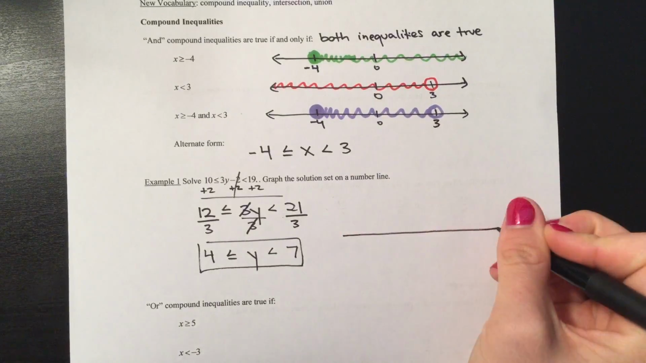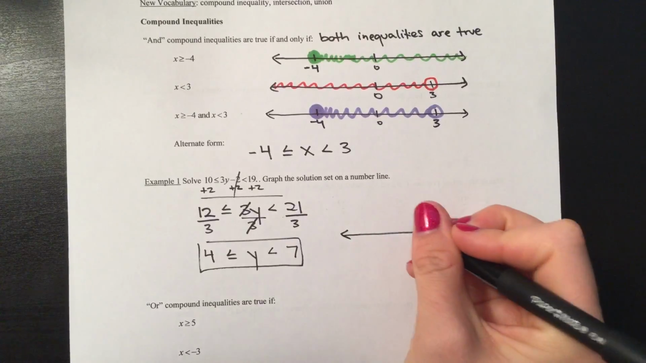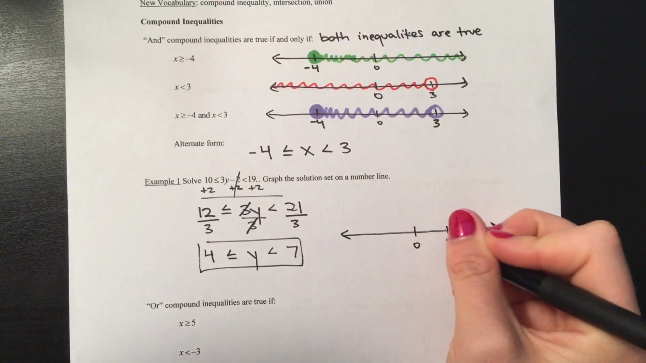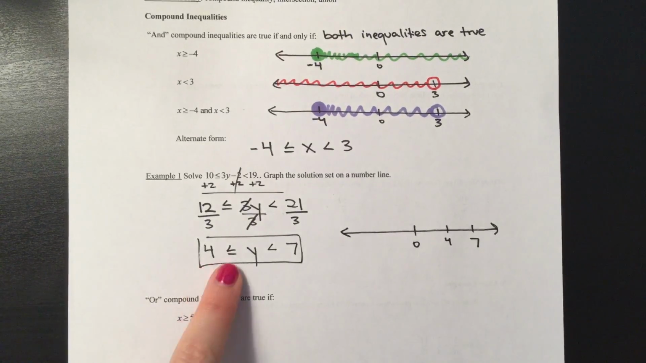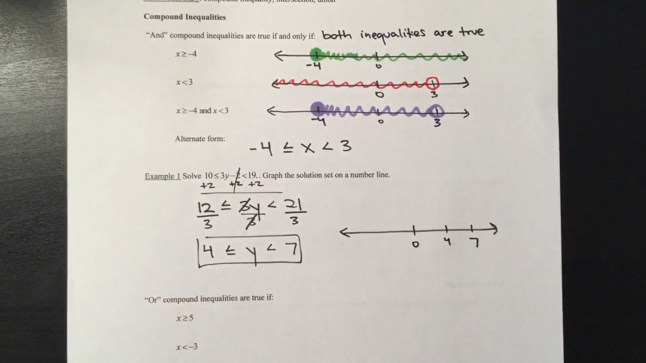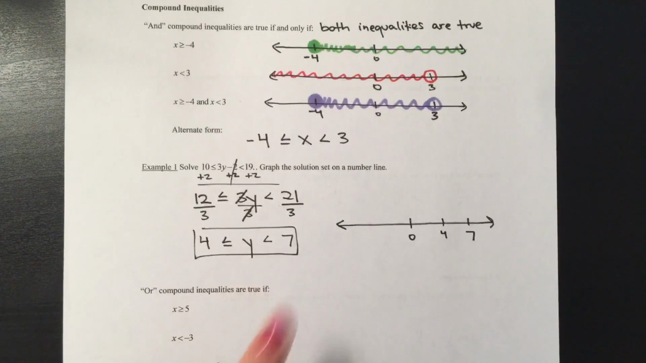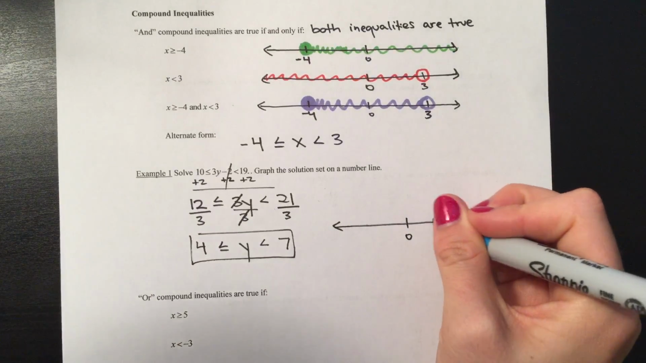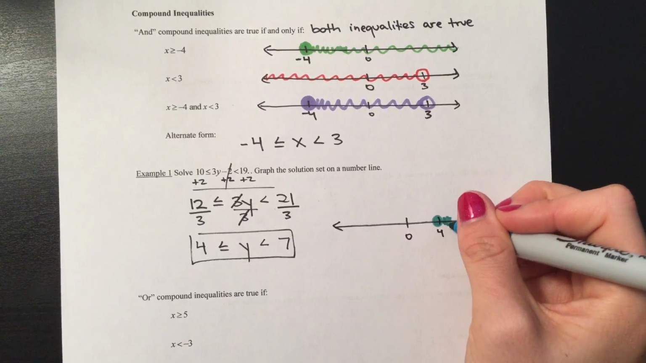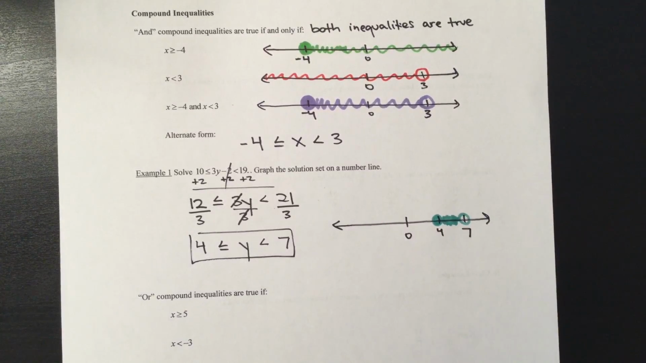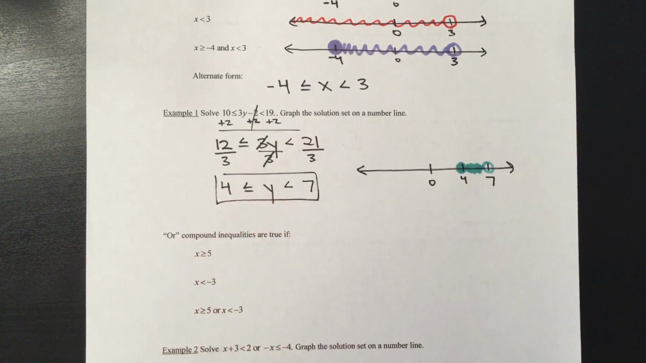So when we go to set them up on a number line, and here's 0 for reference, so 4 would be here, and 7 would be here. So 4, see how this has the less than or equal to? That means the 4 is getting shaded, and then the 7 would not be because this is open. So shaded here, open here, and then we are shading in between those two values. So that's what the 3-piece inequality means. Okay, so that's the and.